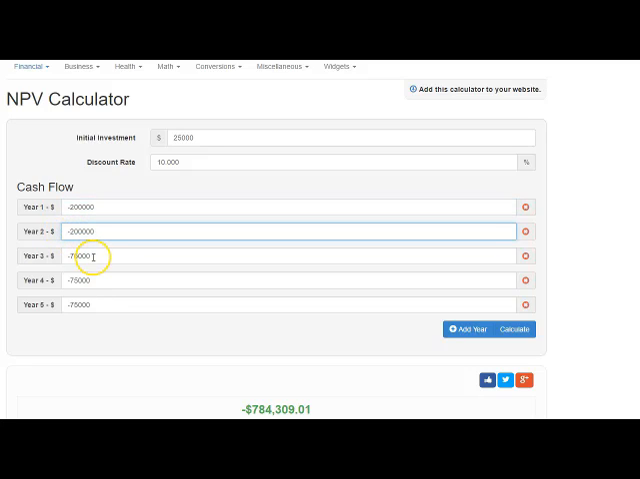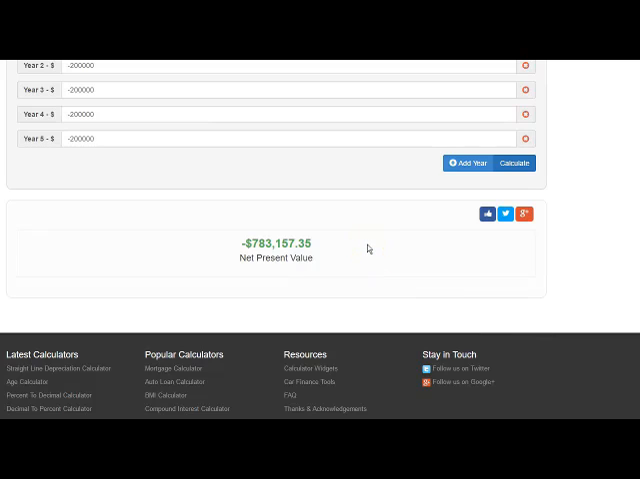All right, so we're going to plug in our 200,000. Again, these could actually be uneven cash flows too. But in this case, nice and easy, we're just going to use even cash flows, double checking everything. All right, and let's hit calculate and see what we get. And in this case, we get $783,157.